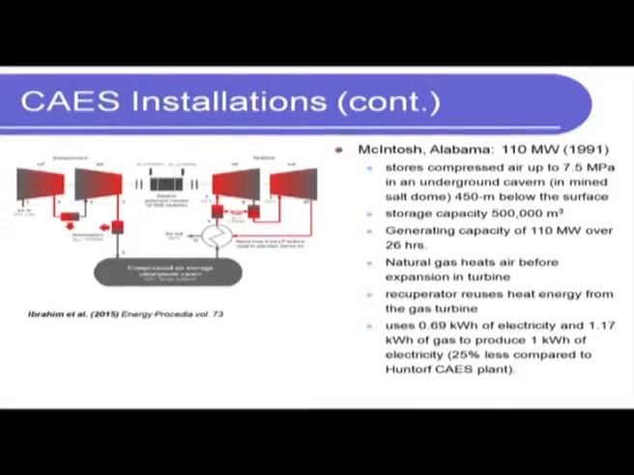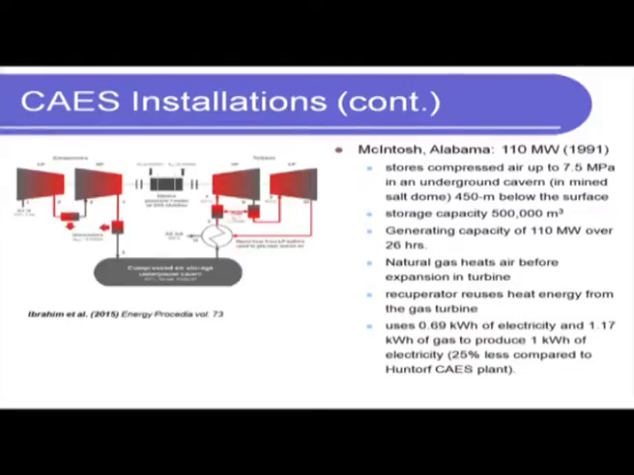So, in many ways it is similar to Huntorf. The only thing is it uses a recuperative heat exchanger to heat up the air before. As a result, the amount of gas that you need to burn to heat up the compressed air, so that we get a high turbine inlet temperature, will be lower compared to Huntorf. That is what we see here. It is 0.69 kilowatt hour of electricity and 1.17 kilowatt hour of gas to produce 1 kilowatt hour of electricity.